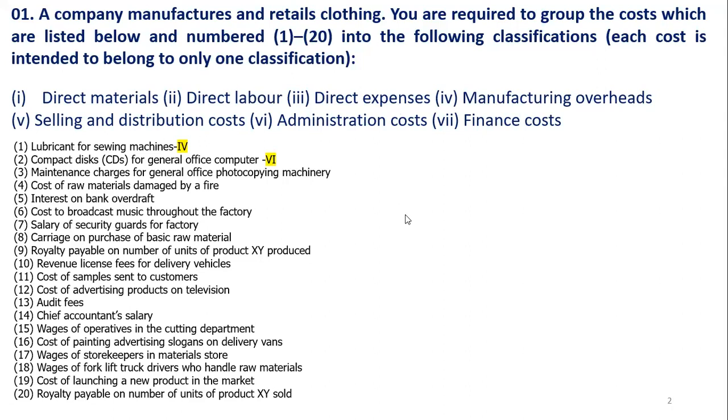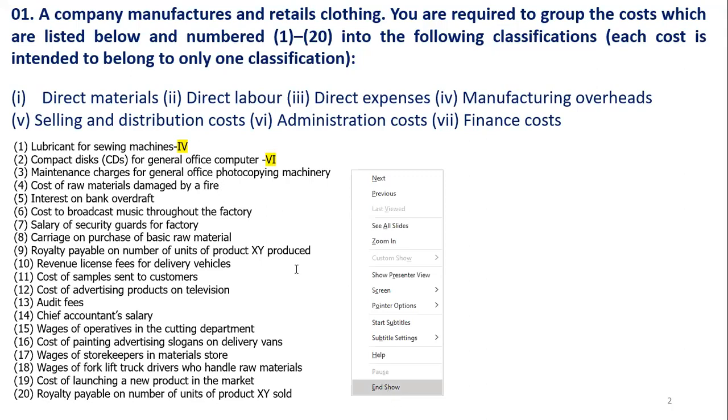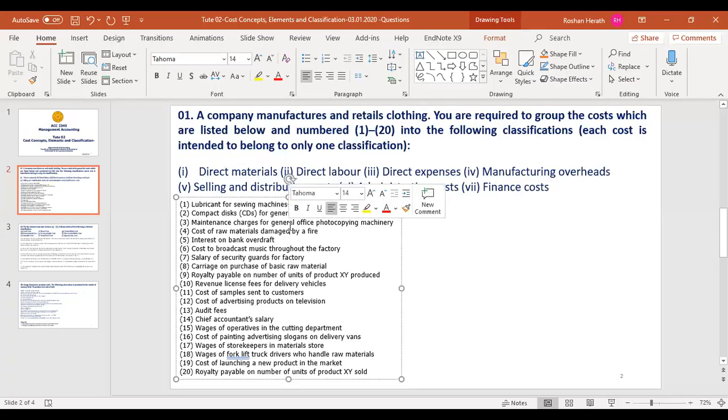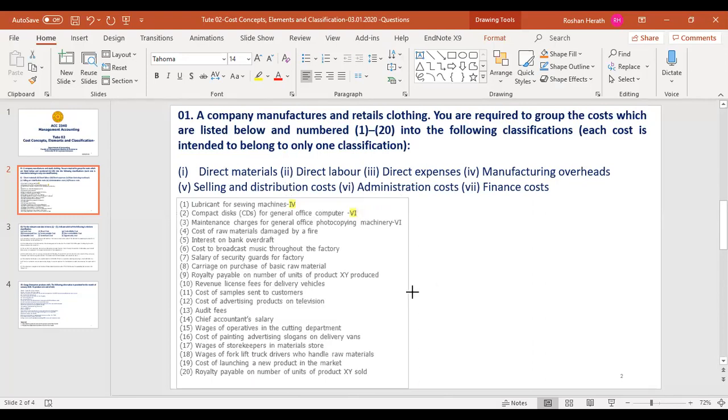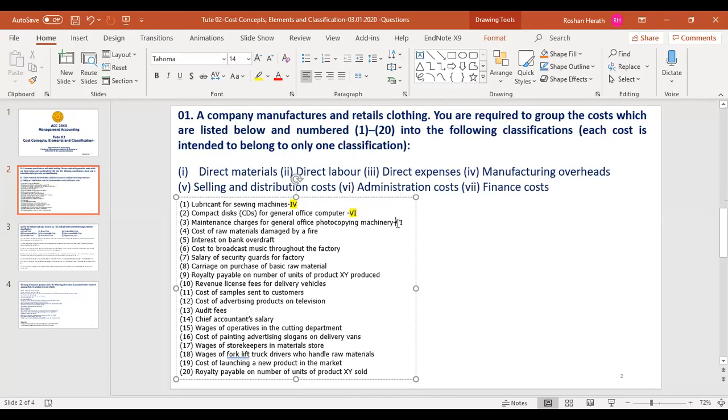Yes, that is exactly the case. Good. Appreciated. So again, maintenance charges for the general office photocopy machinery, again it is something to do with the administration, isn't it? It's because the general office. So nothing to do with the manufacturing. Hence, it's a non-manufacturing overhead. The suitable category is, as you have indicated, 6. So we can take item 6 over there. Right, good.